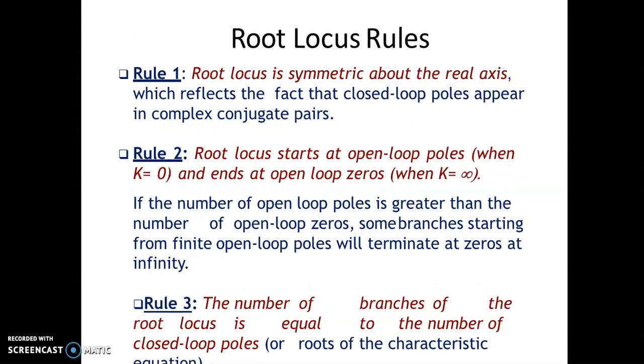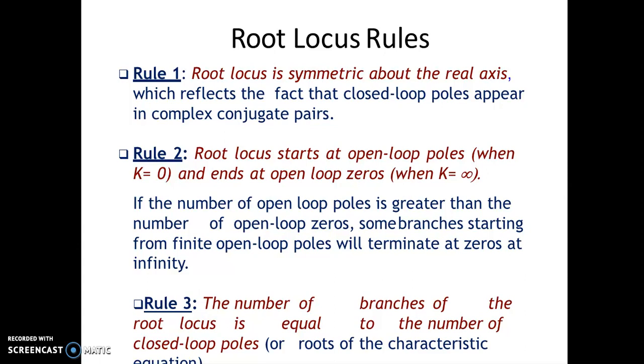For the construction of root locus, we have to follow some rules. Those are the construction rules for drawing the root locus. First one, root locus is symmetrical about the real axis. Always it is symmetrical about the real axis. Second one, root locus starts at open loop poles and ends at open loop zeros. That means we find the open loop poles when k equals 0 and the open loop zeros when k equals infinity. We can find these from the transfer function.